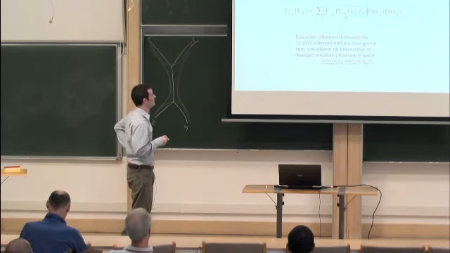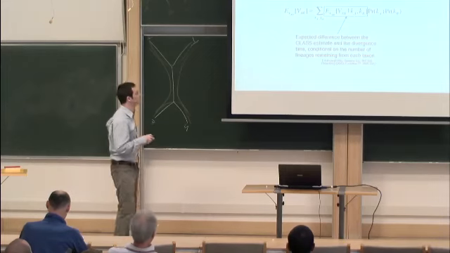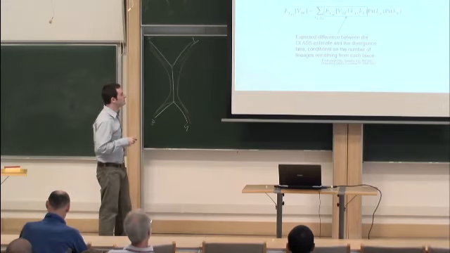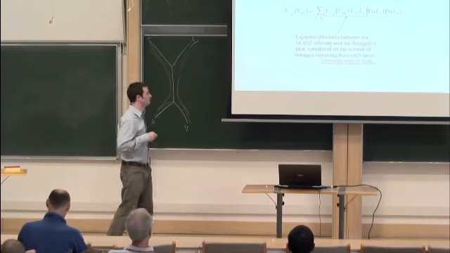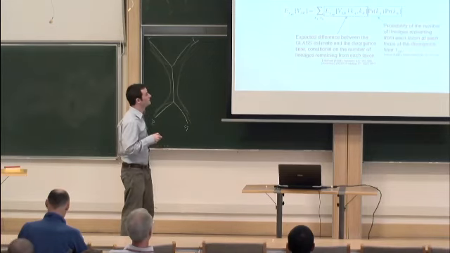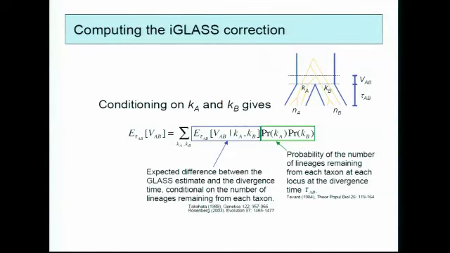In particular, computing this quantity here is a little bit tricky. Some closed form expressions for terms in this expectation were derived by Noah Rosenberg. And this probability that K lines remain at the top was derived by Tavaré and others a long time ago. Then we sum over all values of KA and KB to get this expectation.